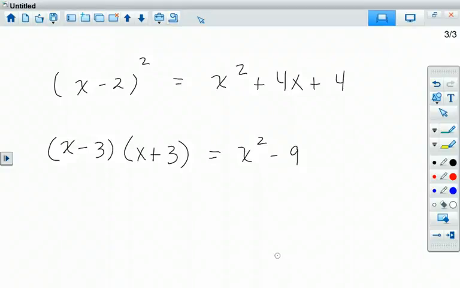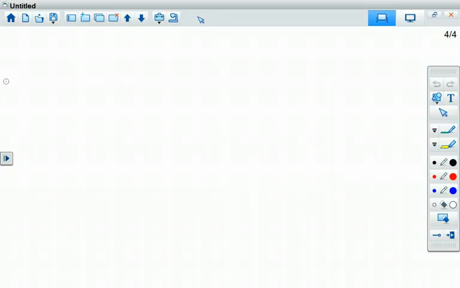Now, with your review, one, the way that you get the x-intercepts of a function is by factoring.